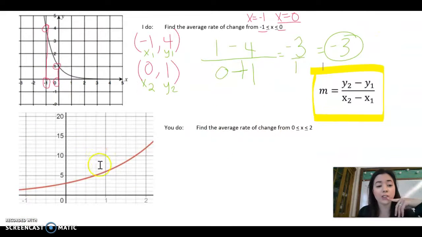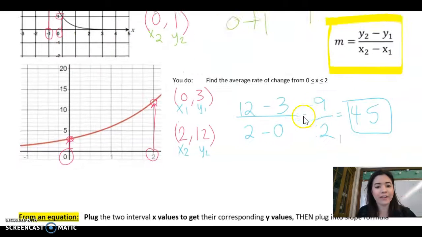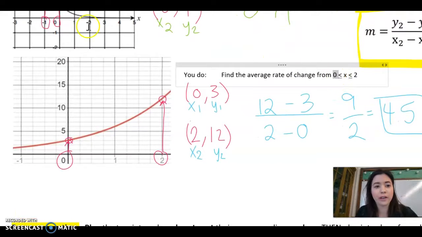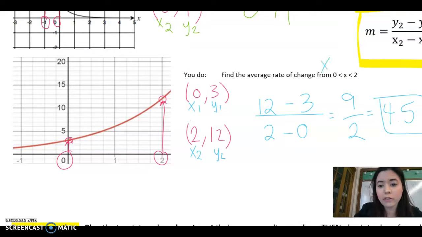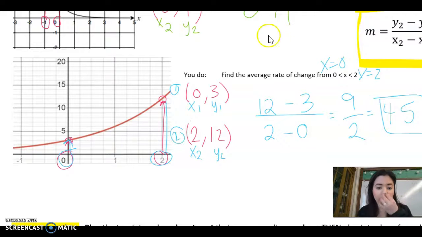Okay. Go ahead and try this one. So you're doing when x is 0, and then when x is 2. Write down your 2 points, y2 minus y1, x2 minus x1. Come back when you're ready. All right. So for this one, we're looking at when x is 0, which is right here, and that's at the value 3. So you can see my point 1 is right here. And then we're looking at when x is 2, which is over here, and that went up to 12. And you can see that with my point 2 right there.